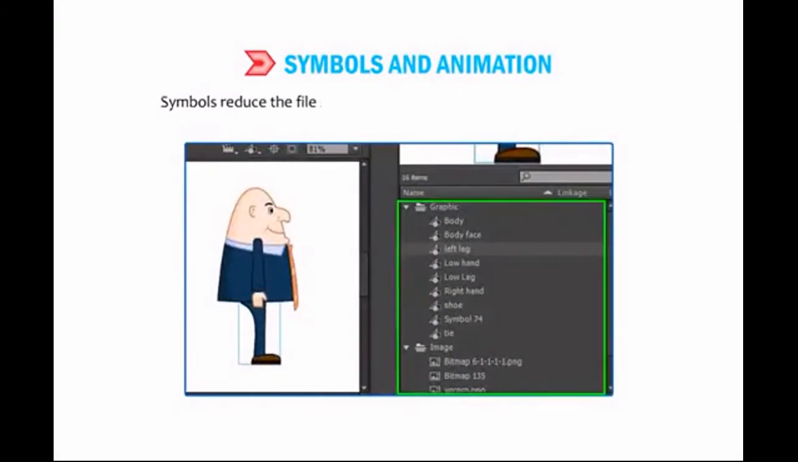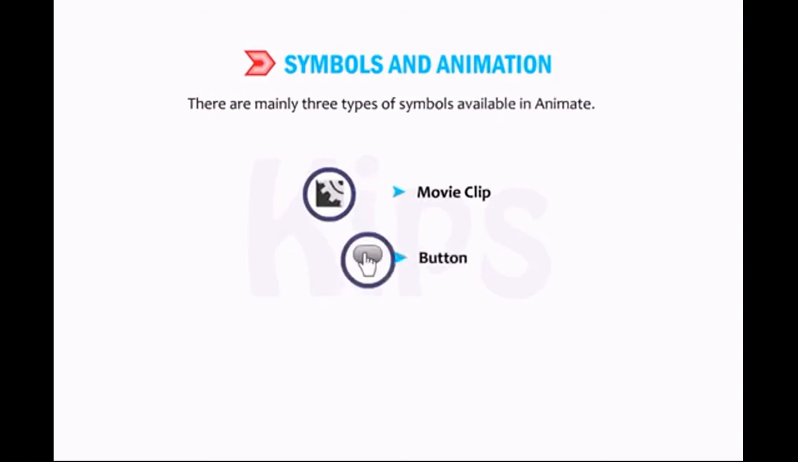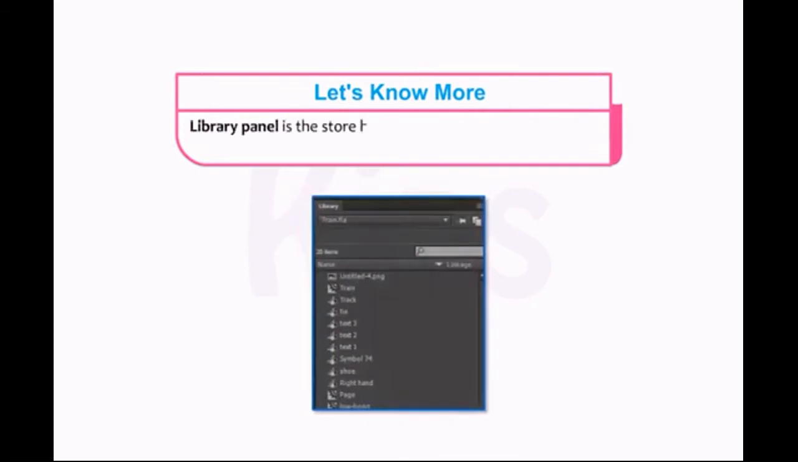Symbols reduce the file size and simplify the editing process of a movie. If we modify the symbol, it will change all the instances. There are mainly three types of symbols available in Animate: movie clip, button, graphic. Students, let us know more. Library panel is the storehouse of symbols from where these are used throughout the movie.